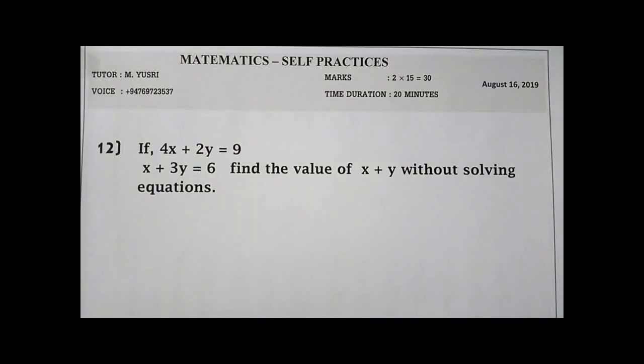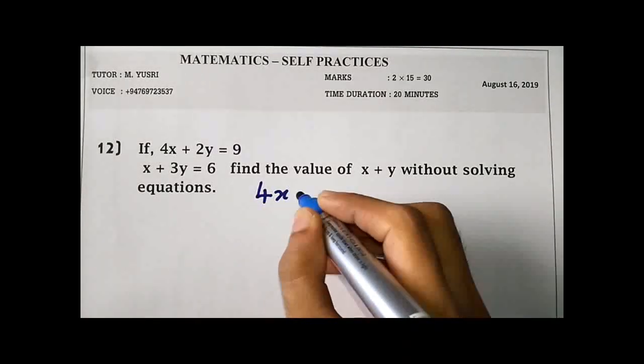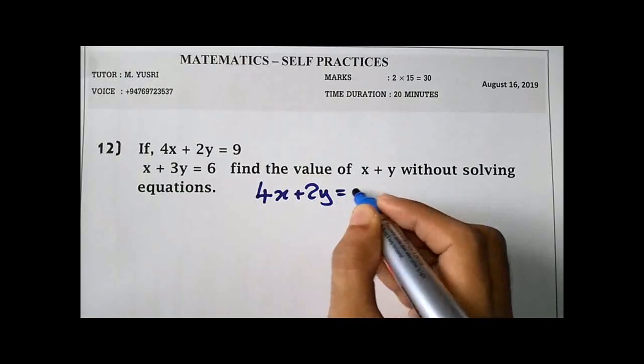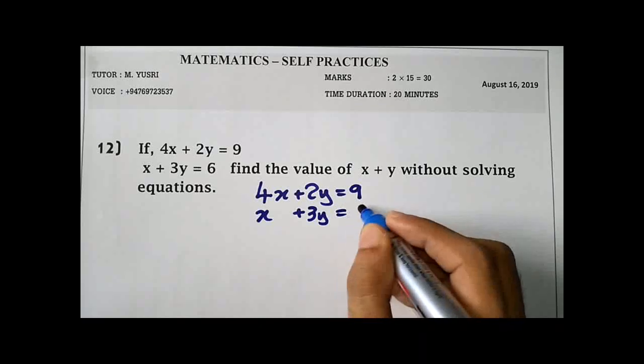Okay, we have discussed a similar question like this in the previous paper. 4x plus 2y equals 9. They are asking us to find the value of x plus y without solving the equation. So we can do it like this. 4x plus 2y equals 9, and the second equation is x plus 3y equals 6.